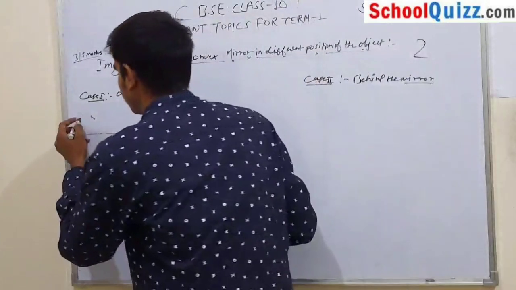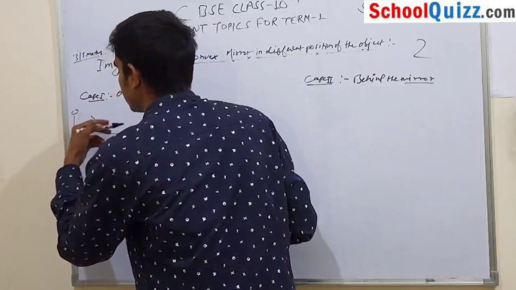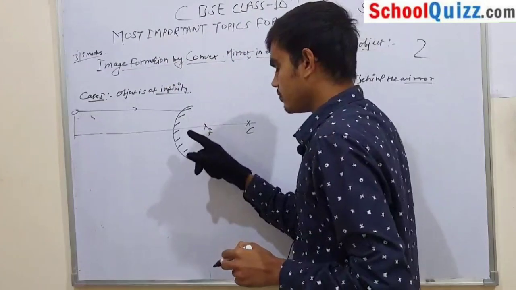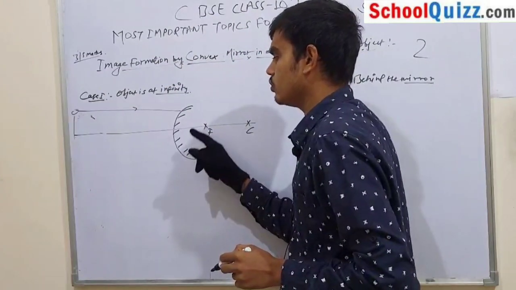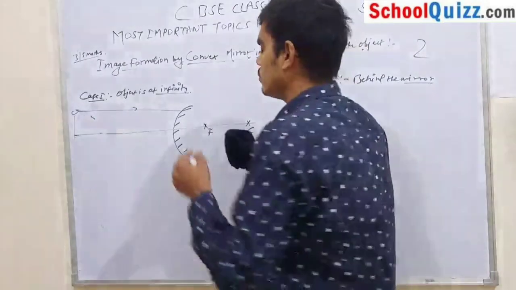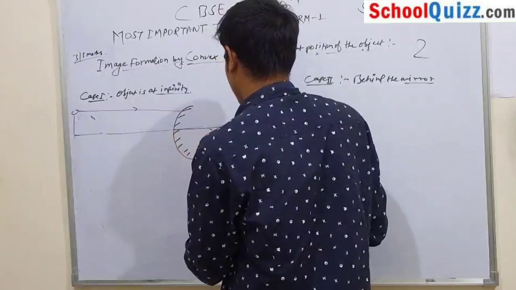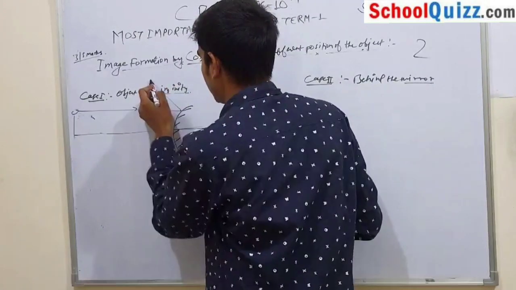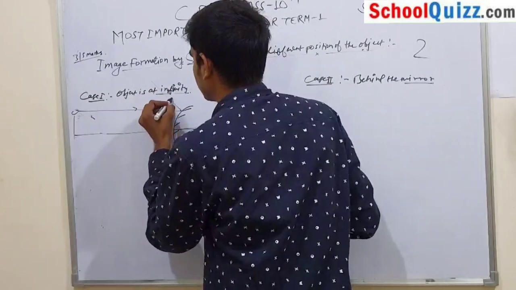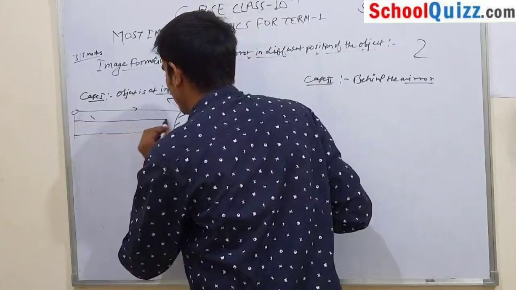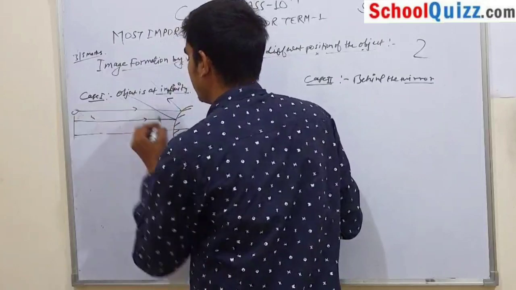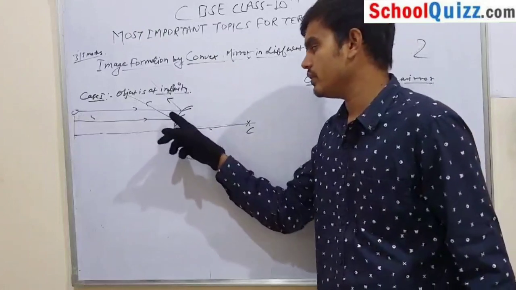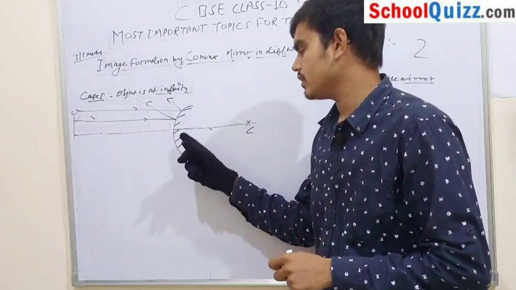So what happens here? Draw a ray. This is our object, which is far away. Draw a ray parallel to the principal axis. As we know this is a convex mirror, so it will not converge the rays, it will diverge them. This is your center of curvature. Suppose it diverges like that. Draw another ray parallel to the principal axis, and again this ray will be diverged by this convex mirror.